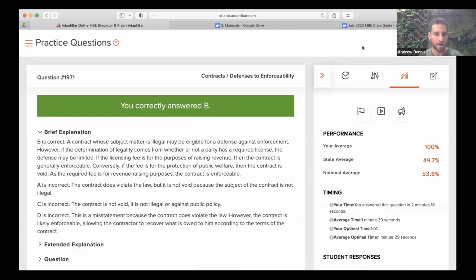A contract whose subject matter is illegal may be eligible for defense against enforcement. However, if the determination of illegality comes from whether or not a party has a required license, the defense may be limited. If the licensing fee is for the purpose of raising revenue, then the contract is generally enforceable.